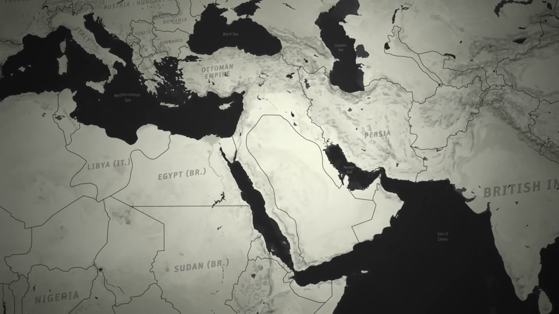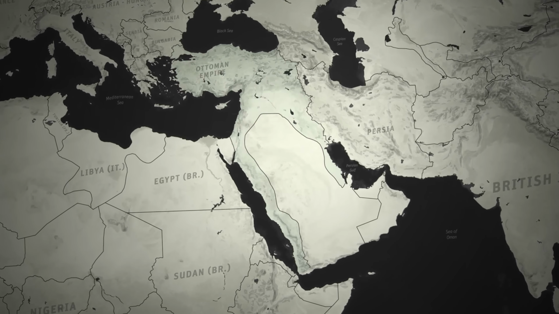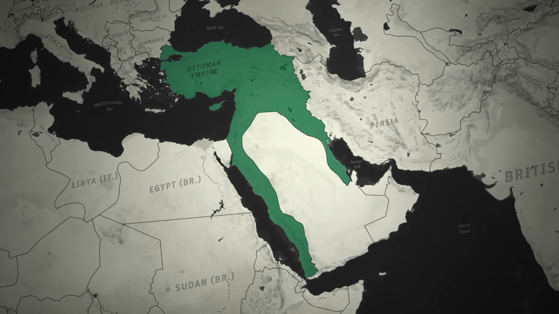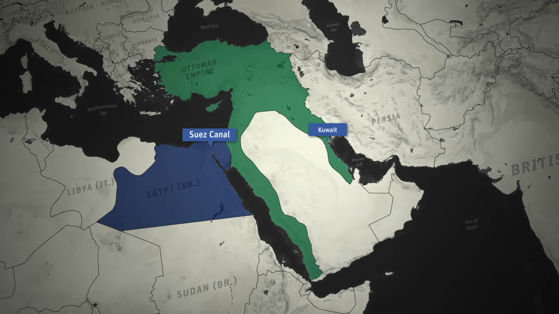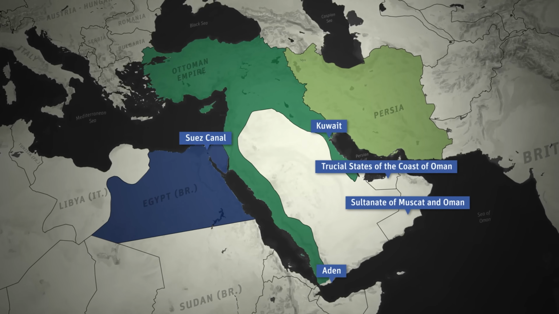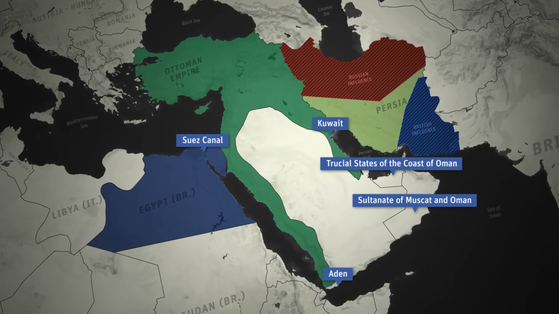When the First World War began in 1914, the map of the Middle East looked much different than it does today. Most of the region was part of the Ottoman Empire and had been for centuries. Britain controlled Egypt and some strategic points in the Gulf, and a weak Persian state was informally under the influence of Britain in the south and the Russian Empire in the north.